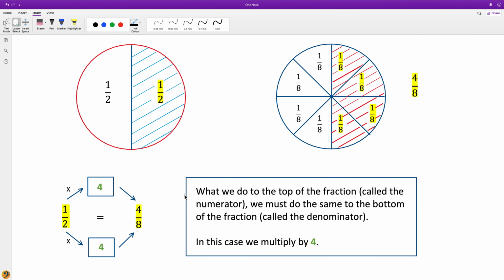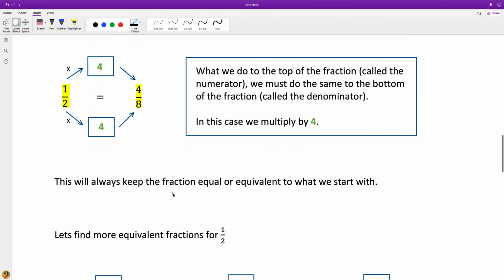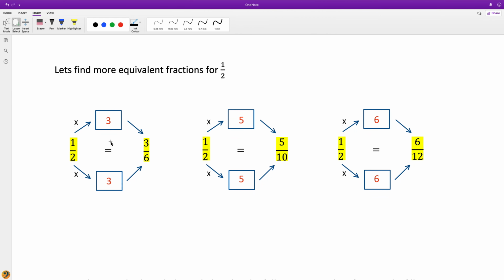Okay, so moving right along, this always keeps the fraction equal or equivalent: by whatever you do to the top, you multiply by a certain factor, you do the same to the bottom, multiply by the same factor, and your initial fraction will remain equal or equivalent to itself. Okay, so let's find a few more examples, just to reinforce that a bit more, still using the example of a half.